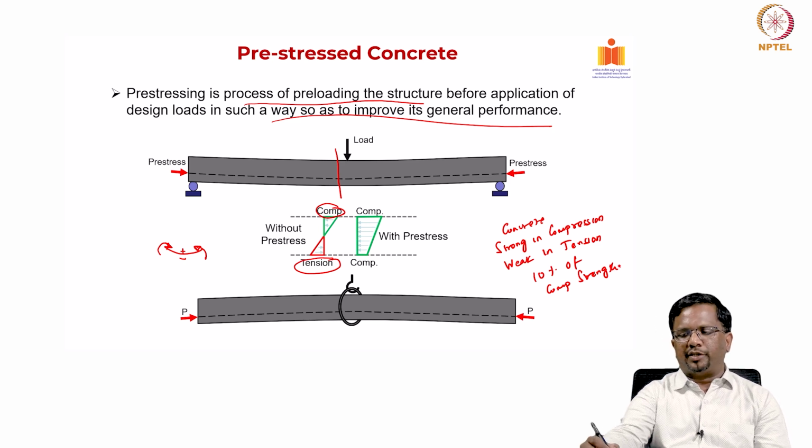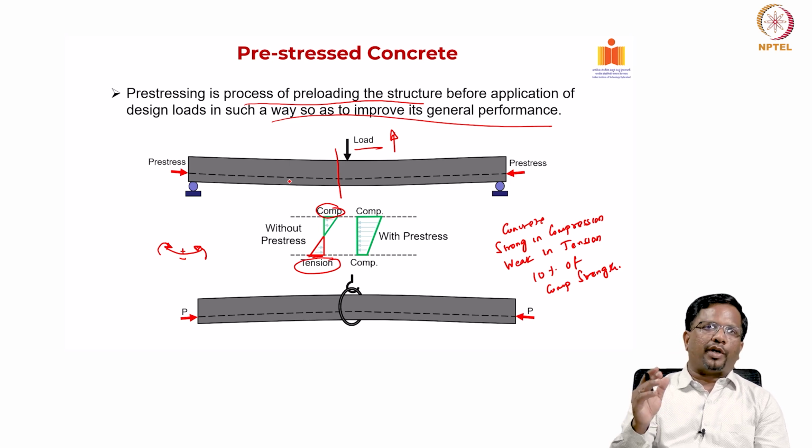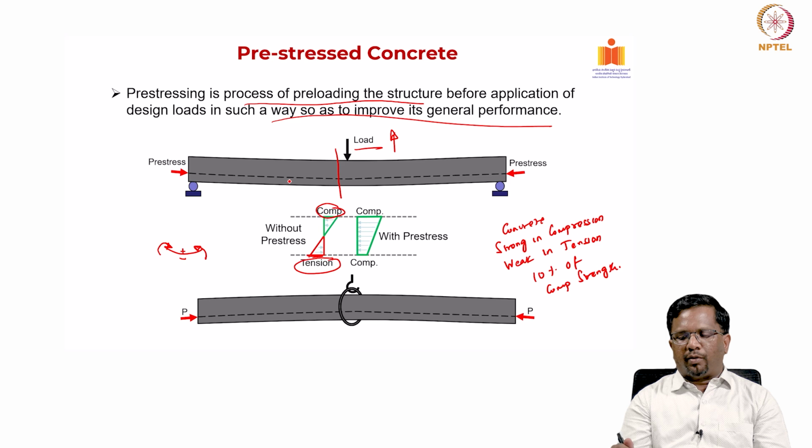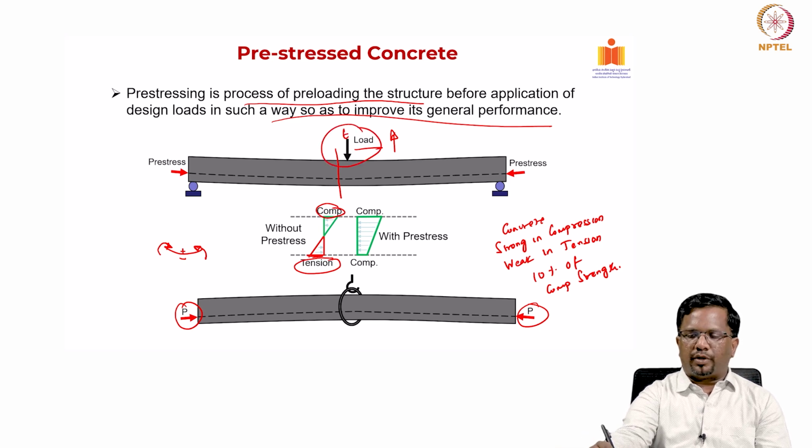So, if I keep increasing this external load, at a certain load the stress at the bottom fiber will reach its tensile strength, and then it will crack. Now, if this element does not have any reinforcement, then the crack will propagate quickly and lead to failure. Now, our idea in pre-stressing is to apply a pre-stress in such a way that I create a stress even before this external load is applied. This is an external load, right.